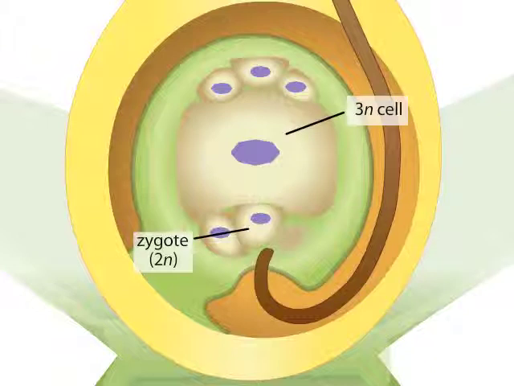As the zygote develops into an embryo, the triploid cell develops into the endosperm, which serves as the embryo's food supply.